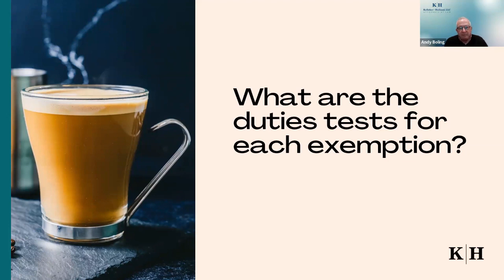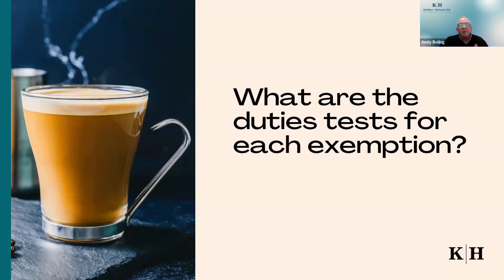There's one limited exception for executives. If you make the minimum salary level, whether it's $684 today or over $1,000 in 2024, if the executive owns 20% or more of the equity in the business and is actively engaged in the day-to-day management of the company, that's all you need to satisfy.